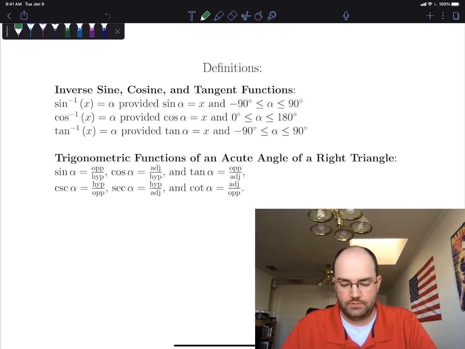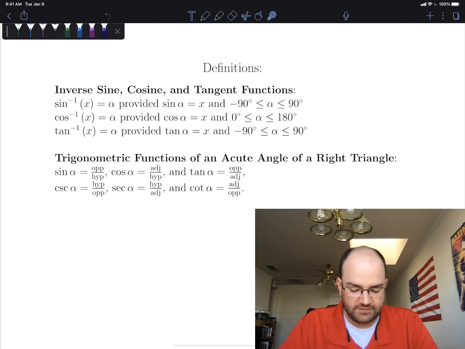Hello. In this video, we're going to look at some definitions. First, the inverse sine, cosine, and tangent functions. So the inverse sine, that's what this -1 means as the exponent. So inverse sine of x is equal to alpha, provided sine of alpha equals x. In other words, this is how you get rid of the sine function.